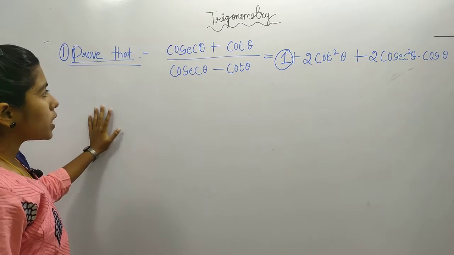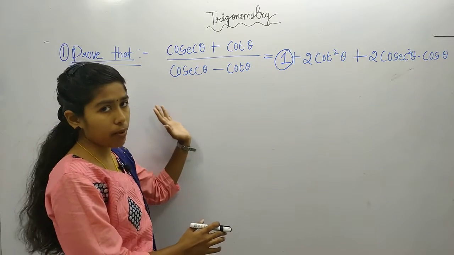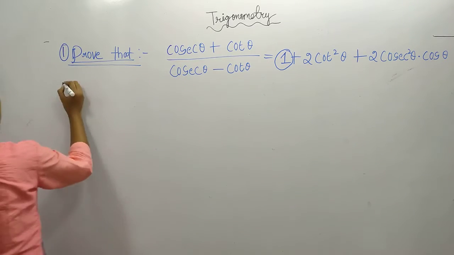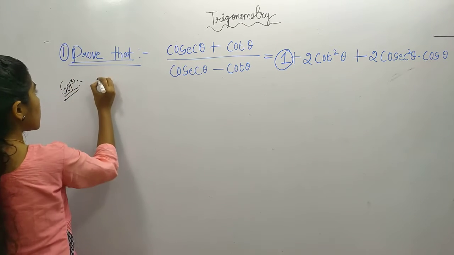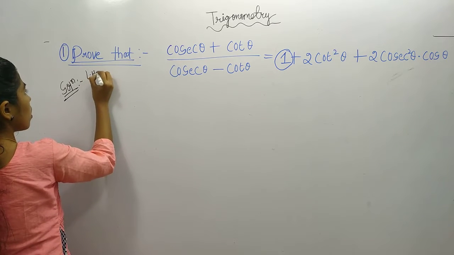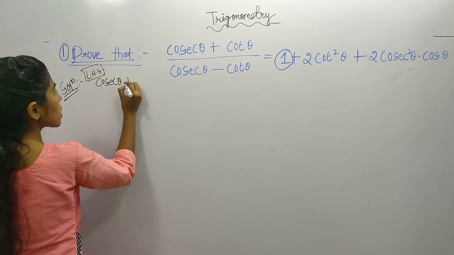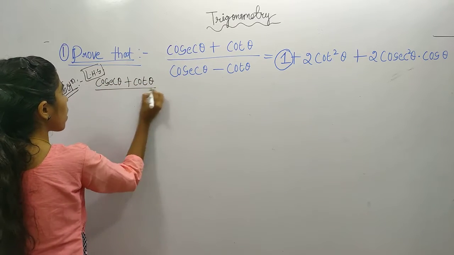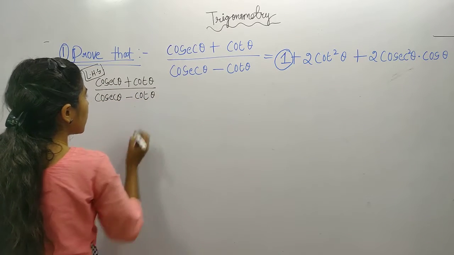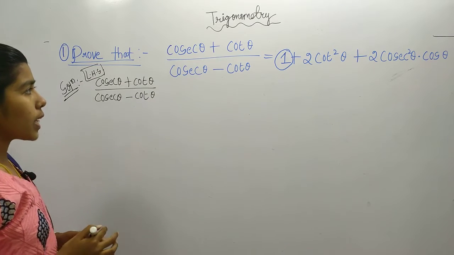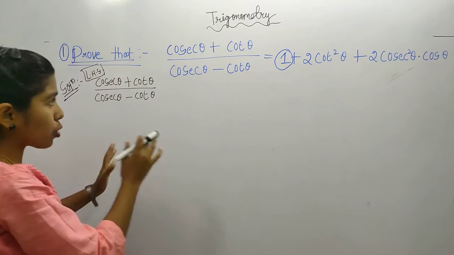So I have already said you in maths, first of all you have to see what question is given. So let's see. Solution. First write what is LHS. LHS is cosec theta plus cot theta divided by cosec theta minus cot theta, right? So you might have been thinking how we can prove this quotient.